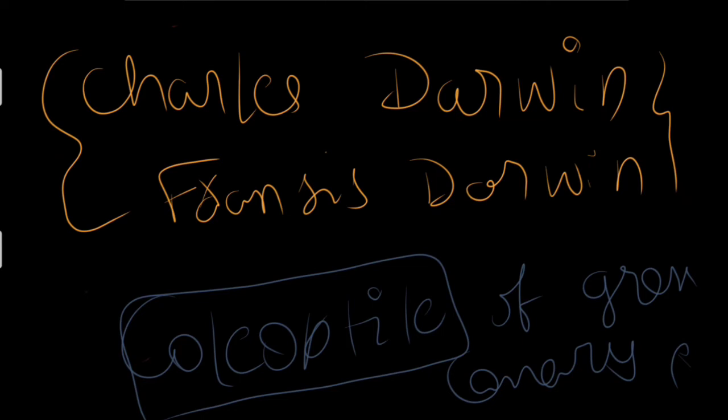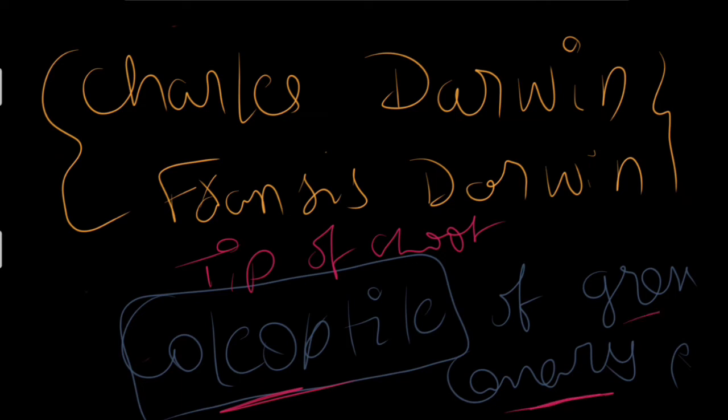Now what is this coleoptile? Coleoptile in general means the tip of the shoot. When Francis Darwin and Charles Darwin were working on these canary grass coleoptiles, they accidentally discovered something new, that the canary grass was showing phototropism.